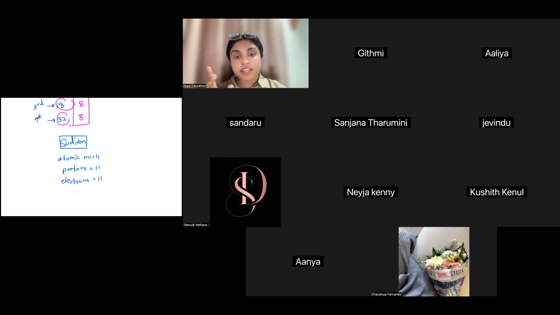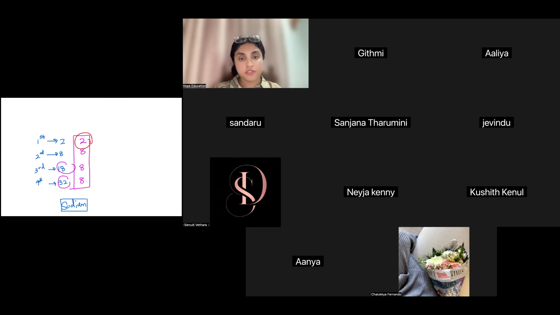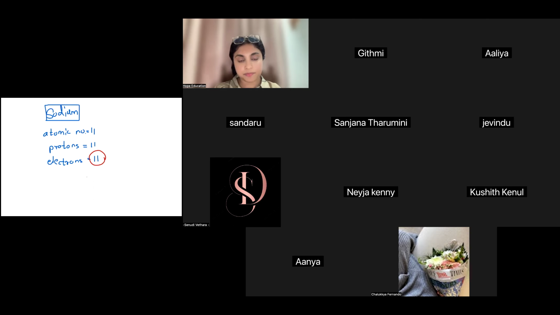Electronic configuration is how electrons are arranged in energy levels. Now, since there are 11 electrons, the first energy level can have a maximum of 2 electrons. Of the 11 electrons, the first energy level gets 2. Then how many electrons are remaining? I put two of the 11 electrons in the first energy level. Then how many electrons are remaining? Yes, 9 electrons are remaining.